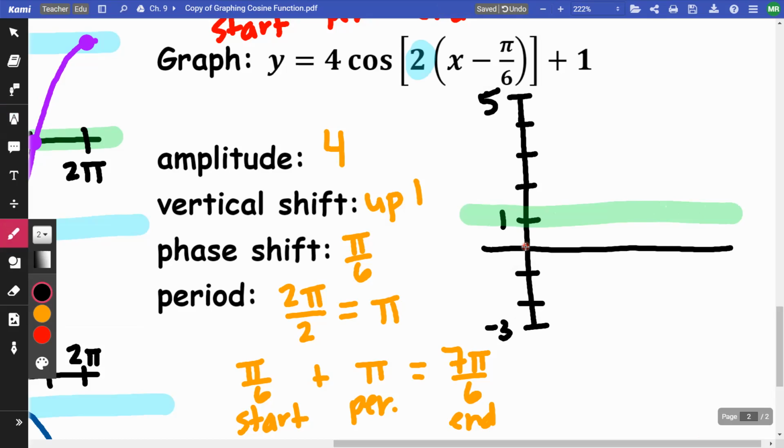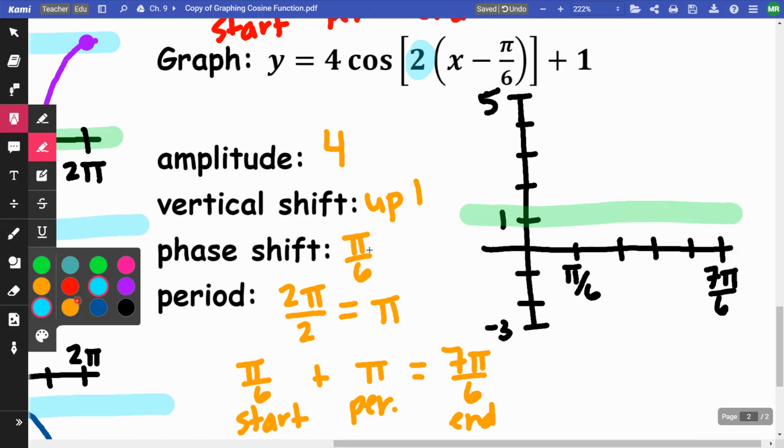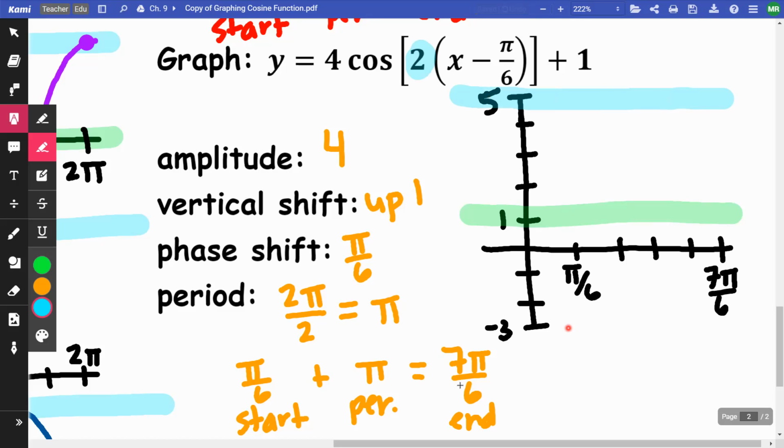Now I'm starting at pi 6. And that's 1, 2, 3, 4, 5. I'm ending at 7 pi 6. And my high is going to be at this 5. And my low is going to be at this -3.